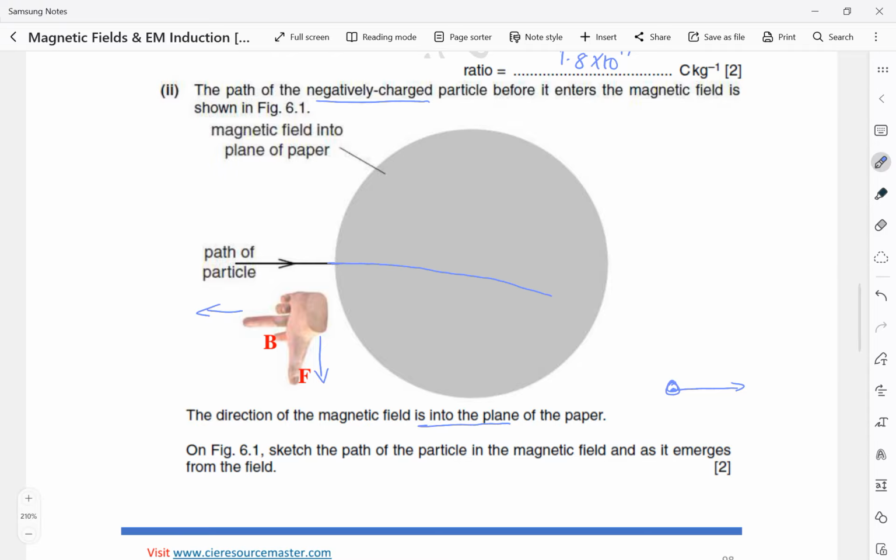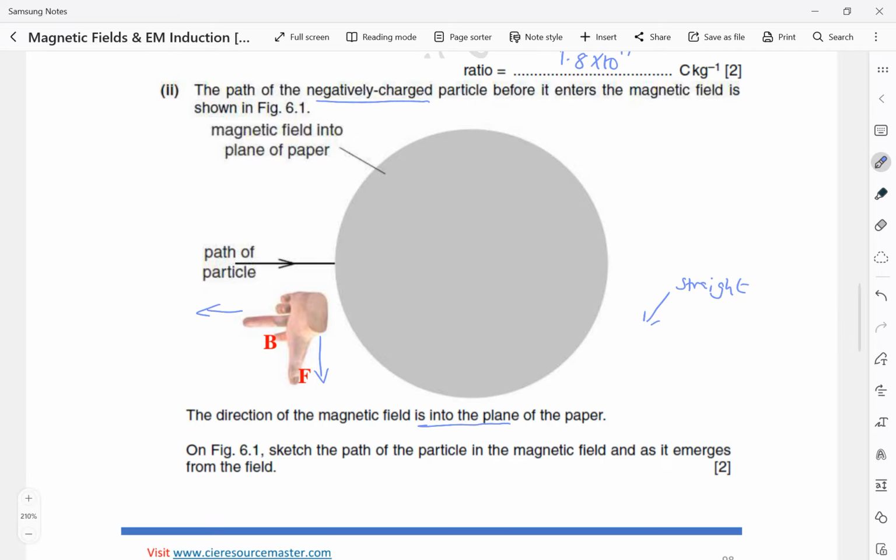And of course, when it emerges, this part here is supposed to be a straight line. So you put a ruler and draw a tangent to the curve at that part where it emerges. Now, normally students make a mistake and make this a horizontal line throughout. I want to depict that the path actually curves.